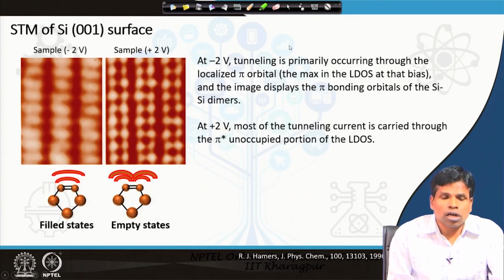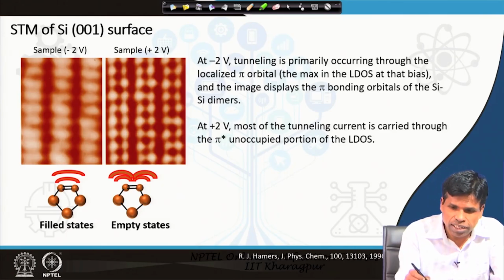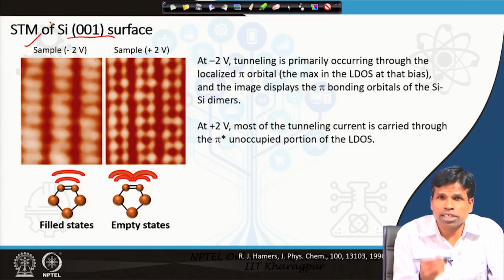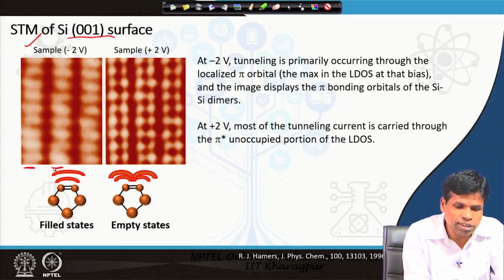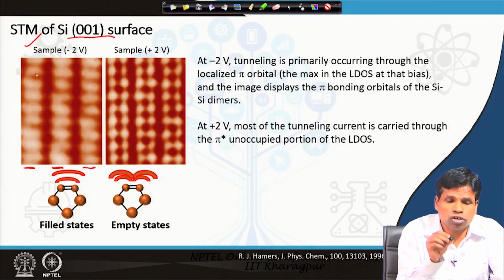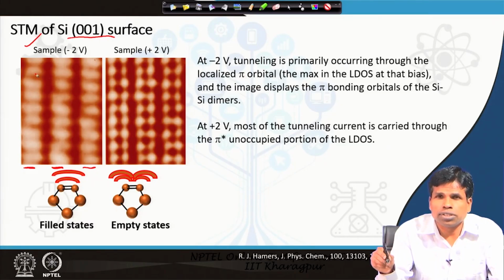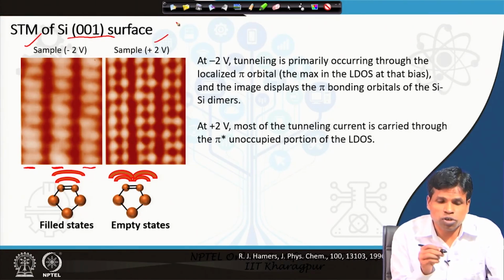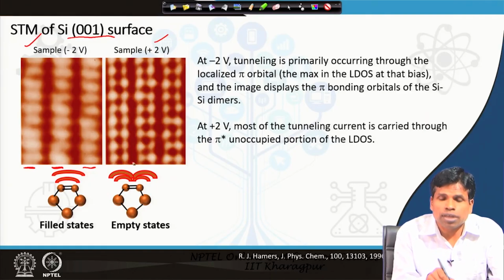Here is an example, the silicon 001 surface. Here the sample is biased negative. When the sample is biased negative, it gives the occupied states information of the surface atoms. So, now you can see they are all dimers, 2 silicon atoms. These are giving occupied states information. Both are brighter because the electrons are tunneling from the occupied states of the silicon to the tip. On the other hand, at positive bias, positive potential, it is doing the opposite. The electrons are going from the tip to the sample's unoccupied states.